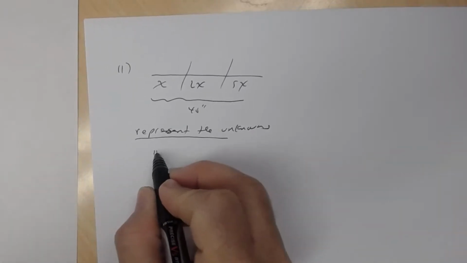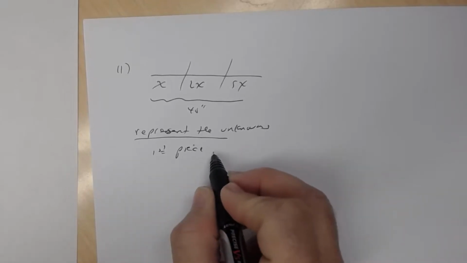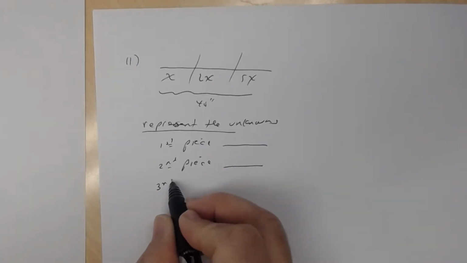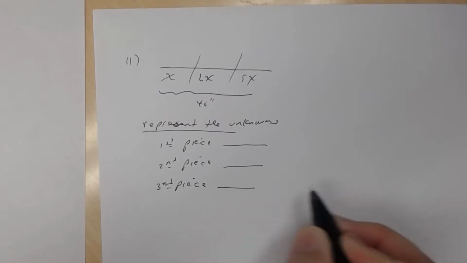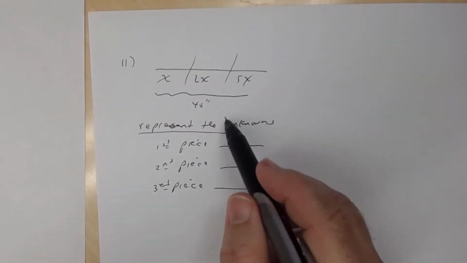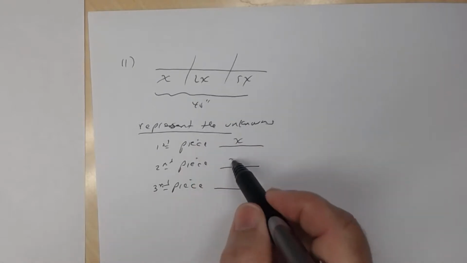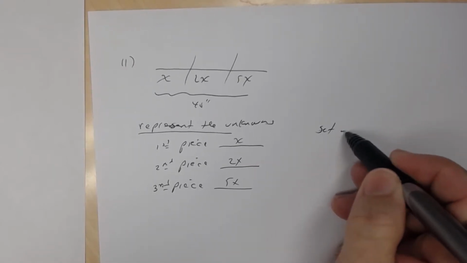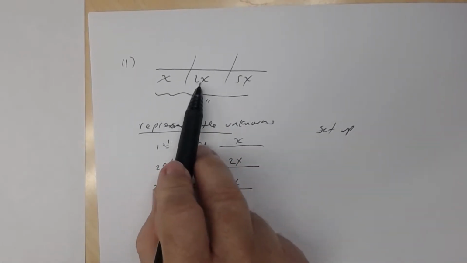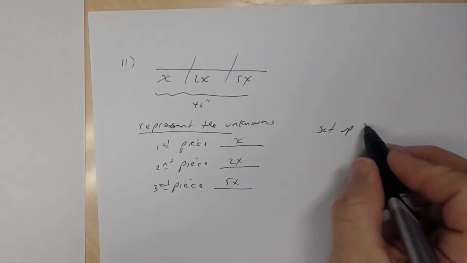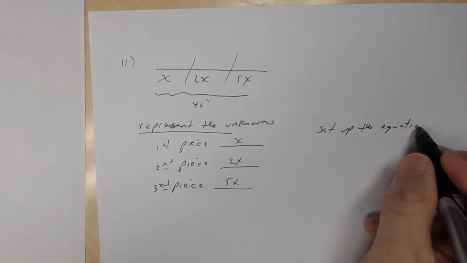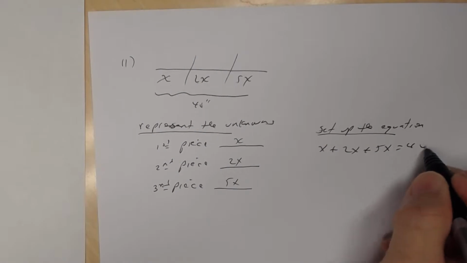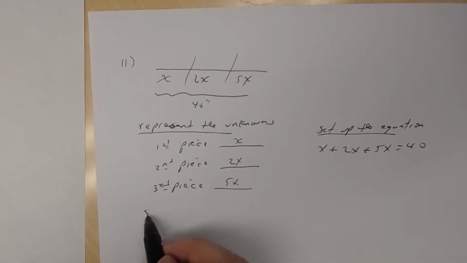We're going to call this first piece, again just like number 9, second piece, and then third piece. We let x be the first piece, and the second piece, remember, was 2x, and the third piece was 5x. Once you get this, the rest is easy. It's just setting up the equation using the fact that those 3 pieces added together have to equal 40 inches. So x plus 2x plus 5x has to equal 40. Then we're going to solve the equation.